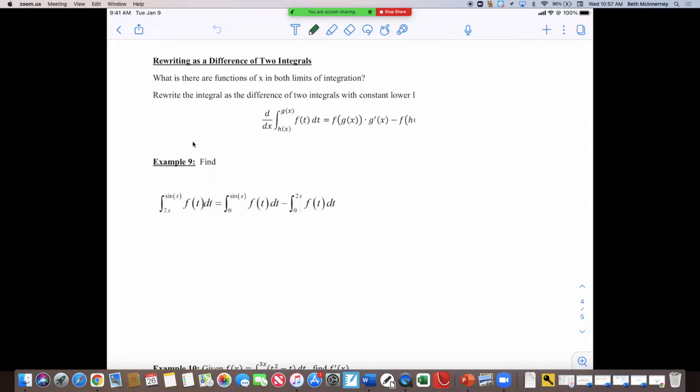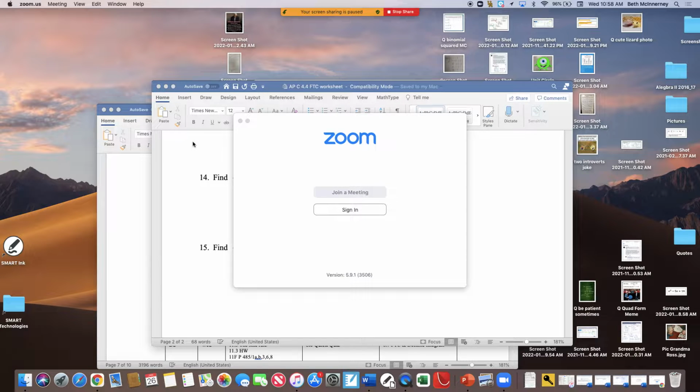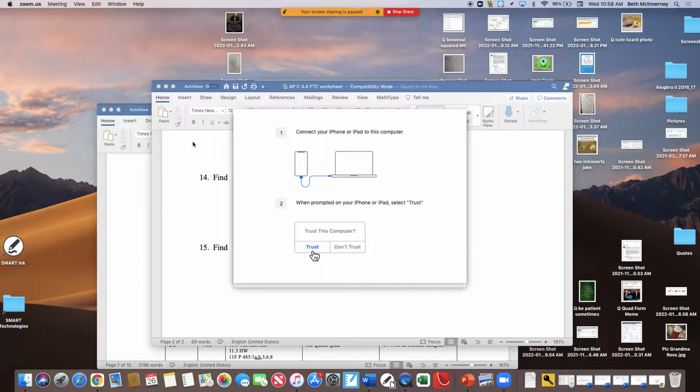We're going to take it up a notch. It says, what if there are functions of x in both limits of integration? So I'd like you to use your highlighter. And here's what you're going to do.